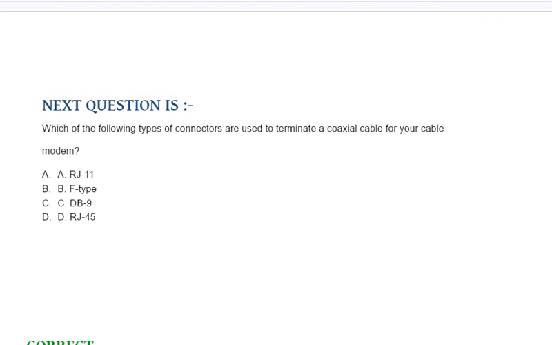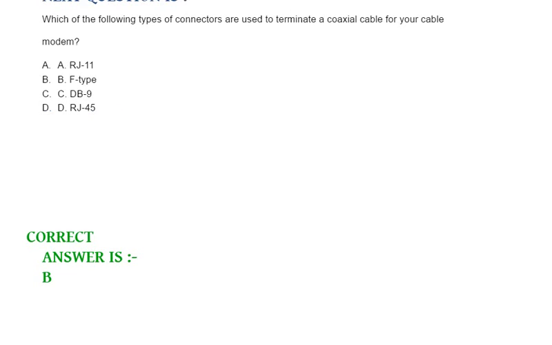Next question is which of the following types of connectors are used to terminate a coaxial cable for your cable modem? Option A, RJ11. Option B, F-type. Option C, DB9. Option D, RJ45. Correct answer is option B.